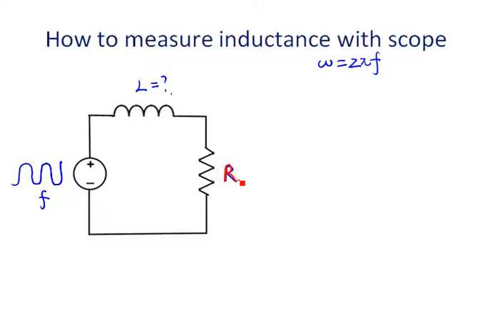So in the phasor domain, the impedance of the resistor is just the resistance R. The impedance of the inductor is j omega L. So ZR should be R. ZL is j omega L.